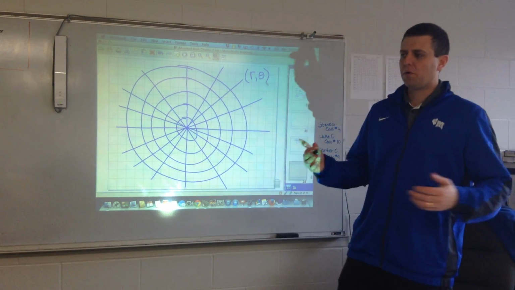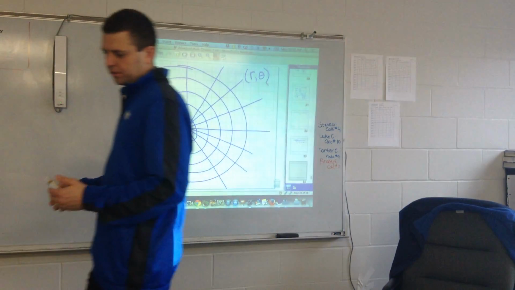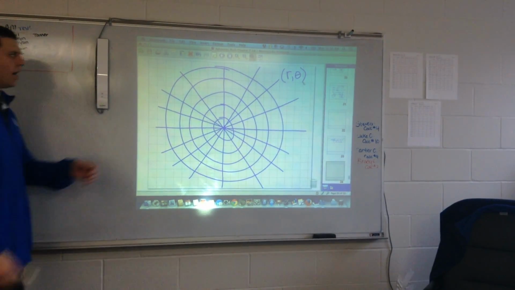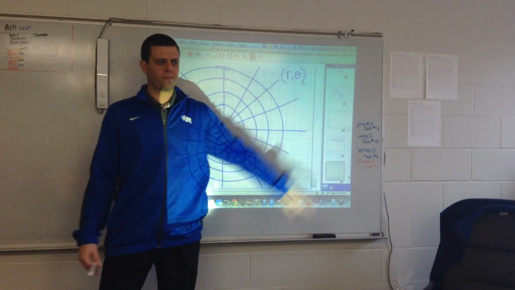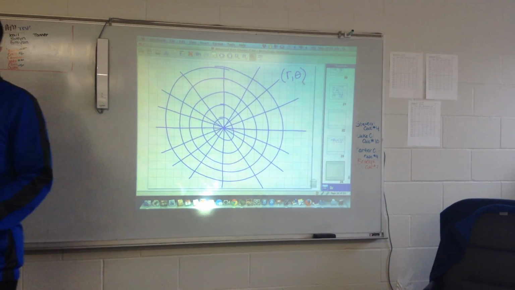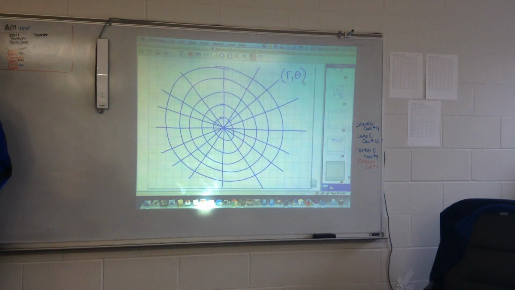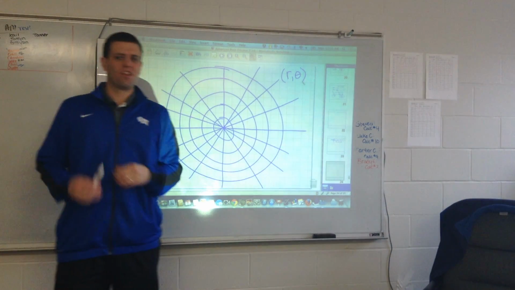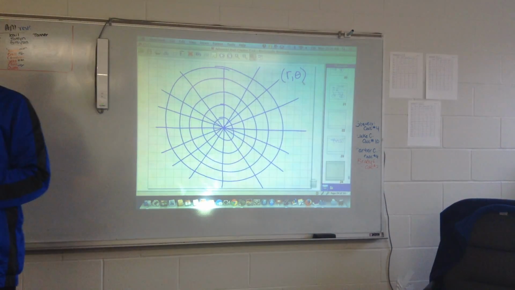So polar graph paper, I gave you a copy of this, alright? And I told you instead of using an x and a y, they use an r and a theta. The r represents the distance away from the origin or the center. So r is a distance. Those distances are represented by the circles.